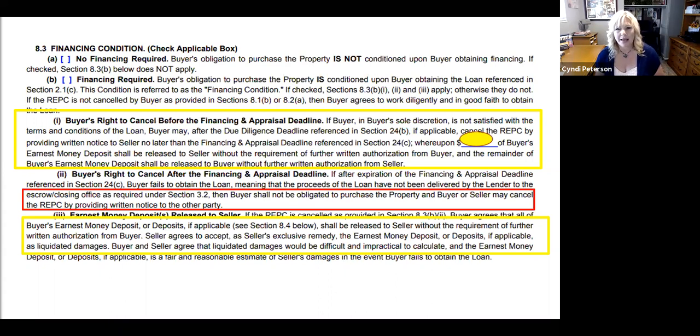Any questions on that? That's a little bit confusing, I know. Most of all, just make sure that whoever's canceling, it's in writing, I guess is what you want to make sure you do here.